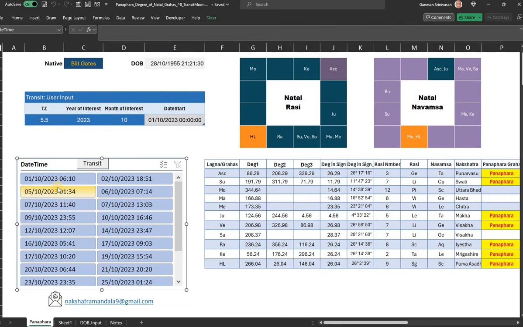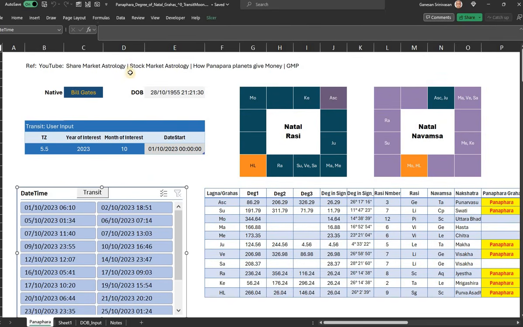This is a Panaphara degree definitely for you, so you can start doing your trading during this exact time. Try making it. Also watch this video. They will be able to help you with how they have made profit when they did it during the Panaphara degrees, when Moon crosses the Panaphara degrees during a month of interest.